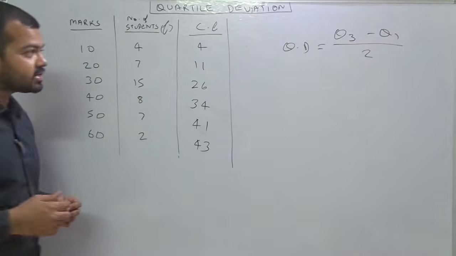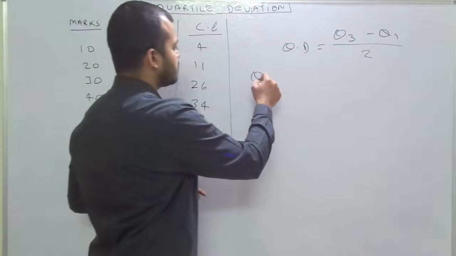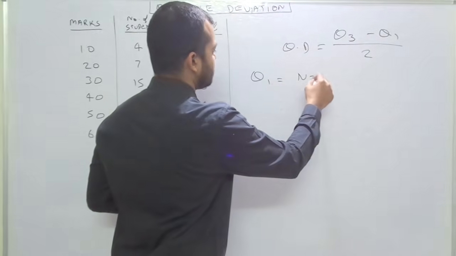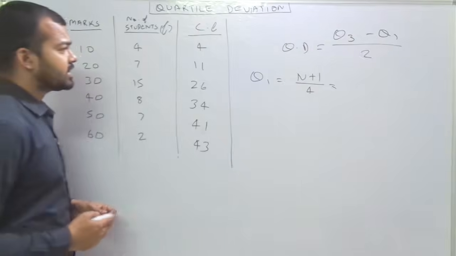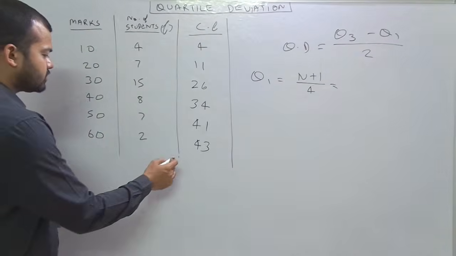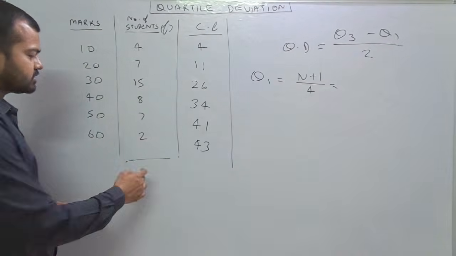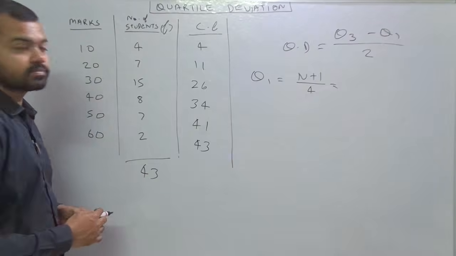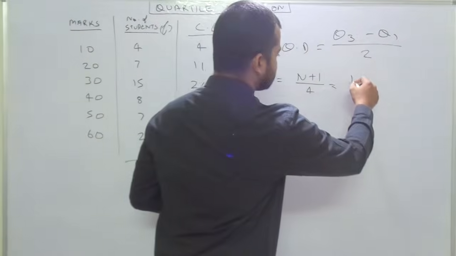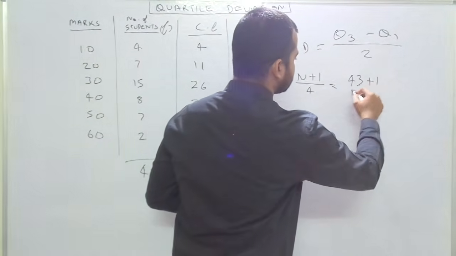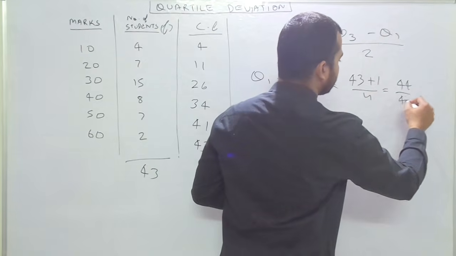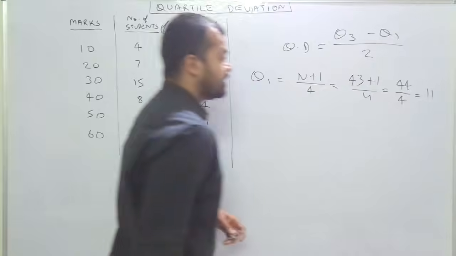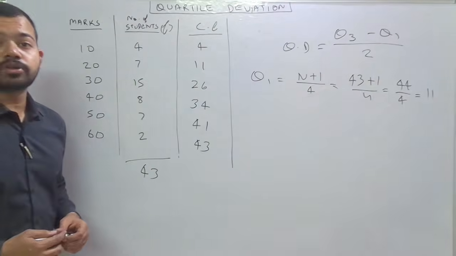Now you have to calculate Q1. So Q1 here is (n plus 1) divided by 4. Here you have to calculate n. So n is the total of frequency, which is 43. Now you have to put 43 plus 1 divided by 4. Here 44 divided by 4 means 11. 11 is the value for Q1.